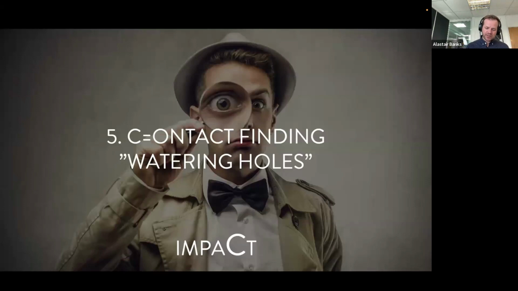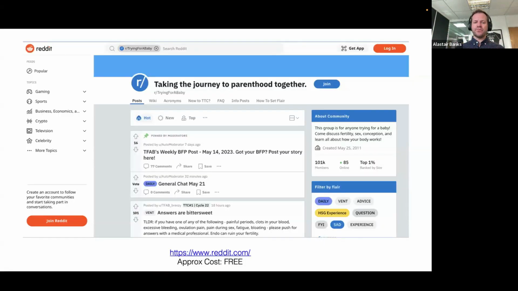And then the final two sections are relatively quick. I realize I'm running out of time a little bit, actually, so I'm going to be quite quick for you here. But the contact finding, so this is all about finding people. I summarize this into three areas: watering holes, influencers, and your own network.